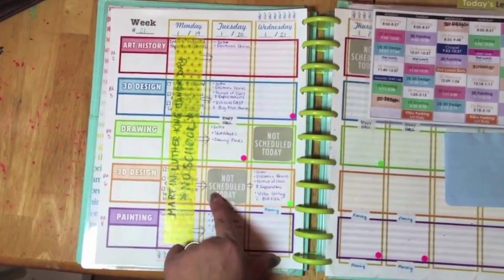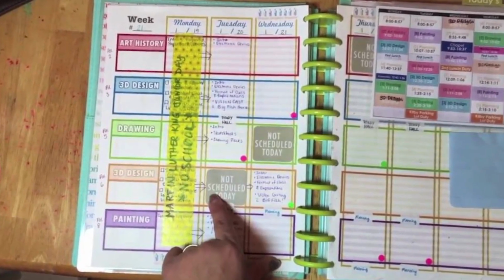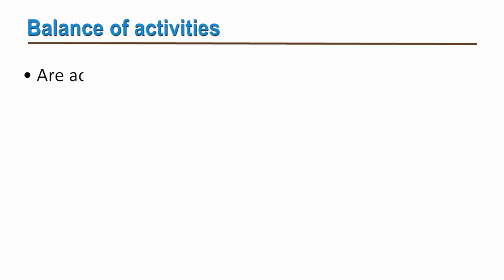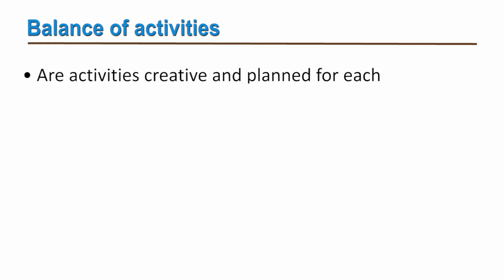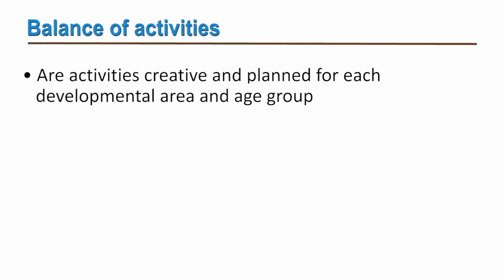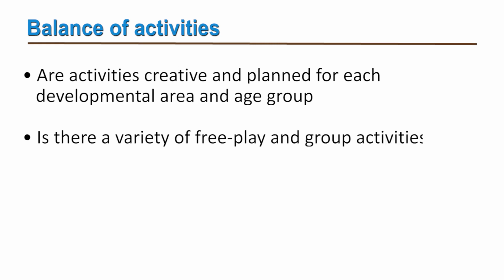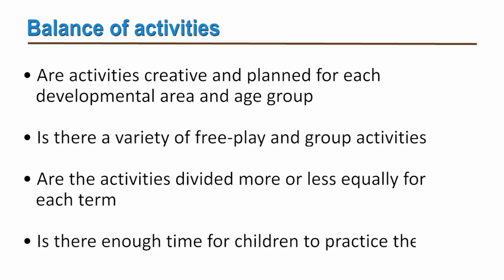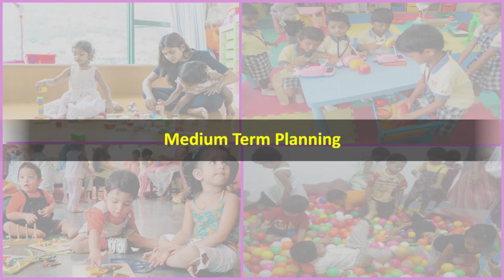Divide the activities into the school terms. Look at the plan to see if there is a balance of activities, or if activities are creatively planned for each developmental area and each group. Is there a variety of free play and group activities, or is the activity divided more or less equally for each term? Is there enough time for children to practice their skills?